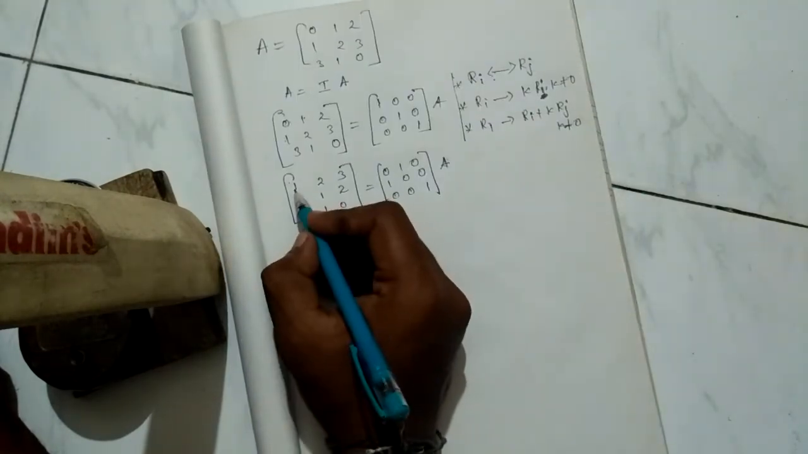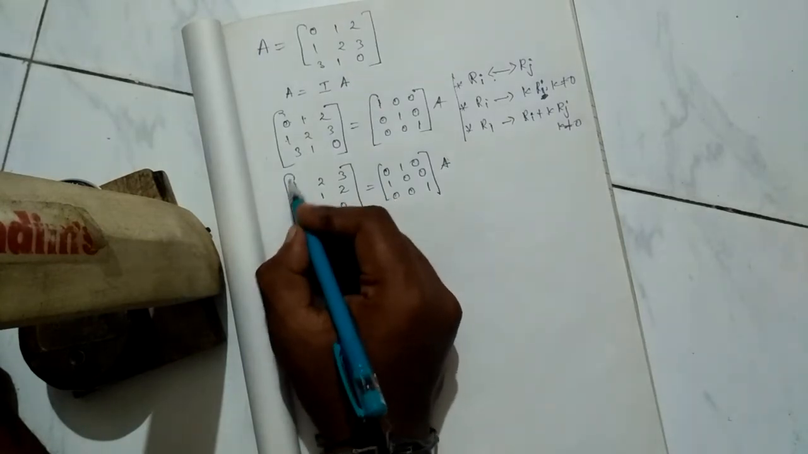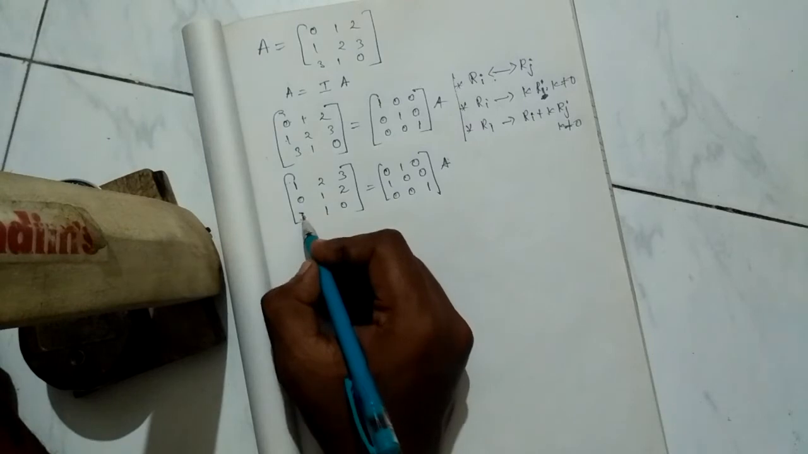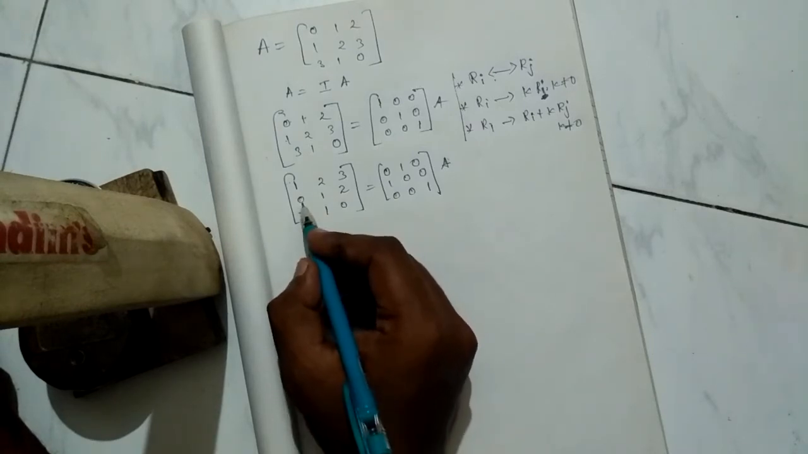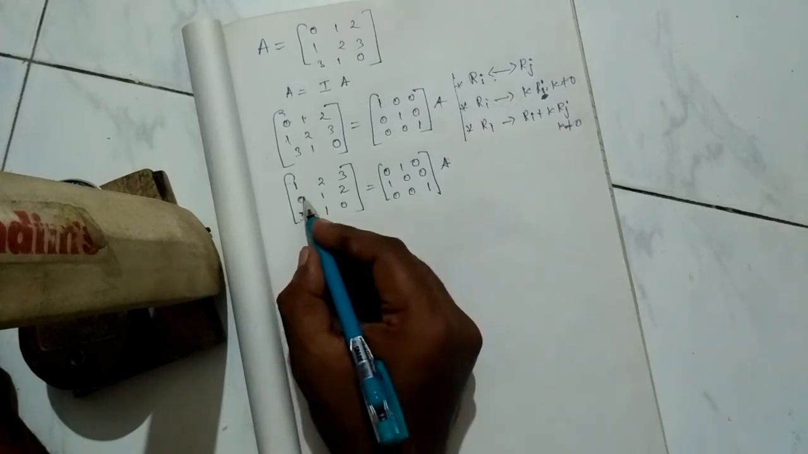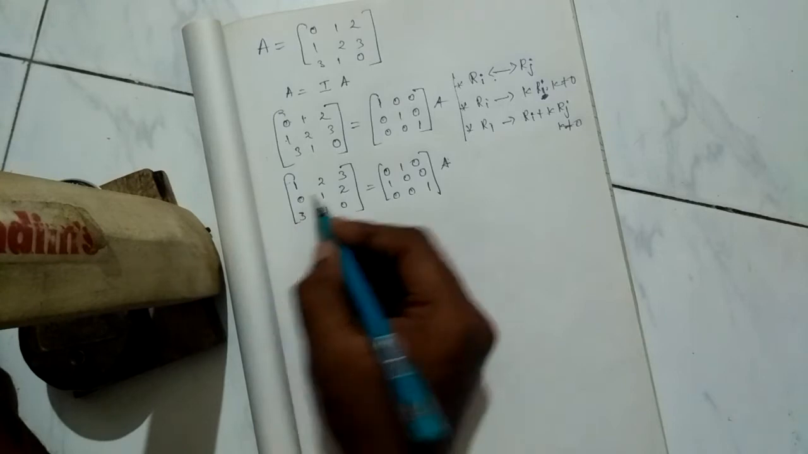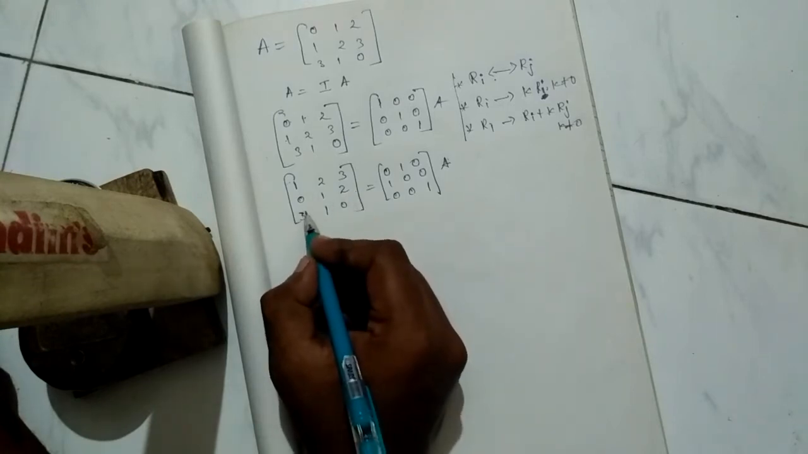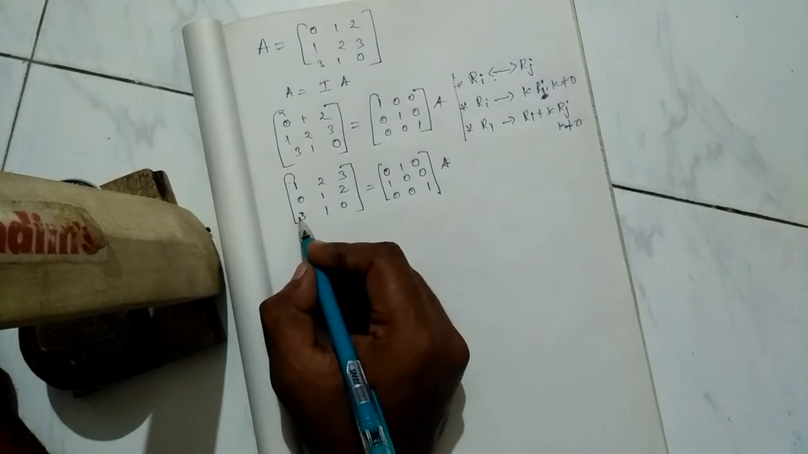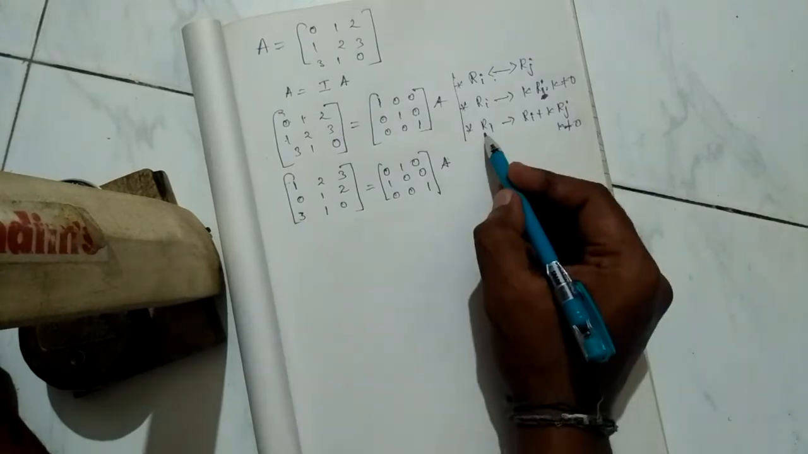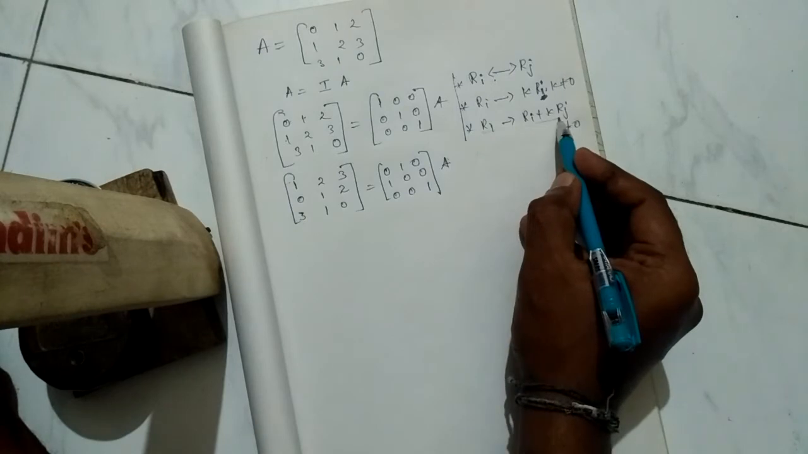Now next, what is the procedure? What we have seen: the first element should be 1, and the remaining two should be 0 simultaneously. That is your second work, work number 2, as we discussed. Now this is already 0, so you don't need to bother about this one. So now make this element 0. How to make this element 0? You have to set a formula, using the last elementary transformation.